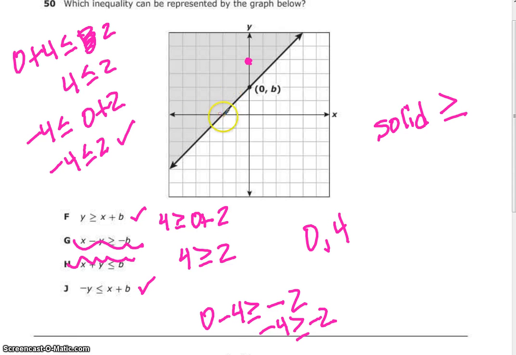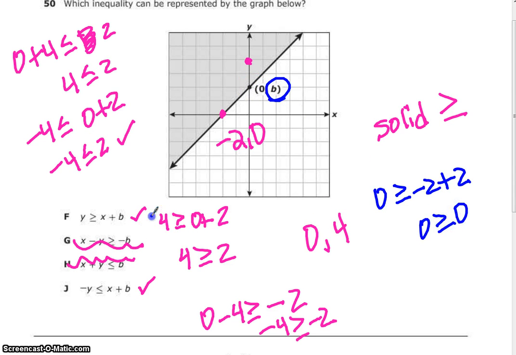Pick another point. I would go with this point. We have -2, comma 0. Change color so you can tell what I'm doing. So I would say 0 is greater than or equal to -2 plus 2. Remember, my b is 2. So that would be 0 is greater than or equal to 0, and that works. We would have -y, which I'm using, so that's still 0. It's less than or equal to -2 plus 2. Okay, so that was a bad point, so let's pick another point here.